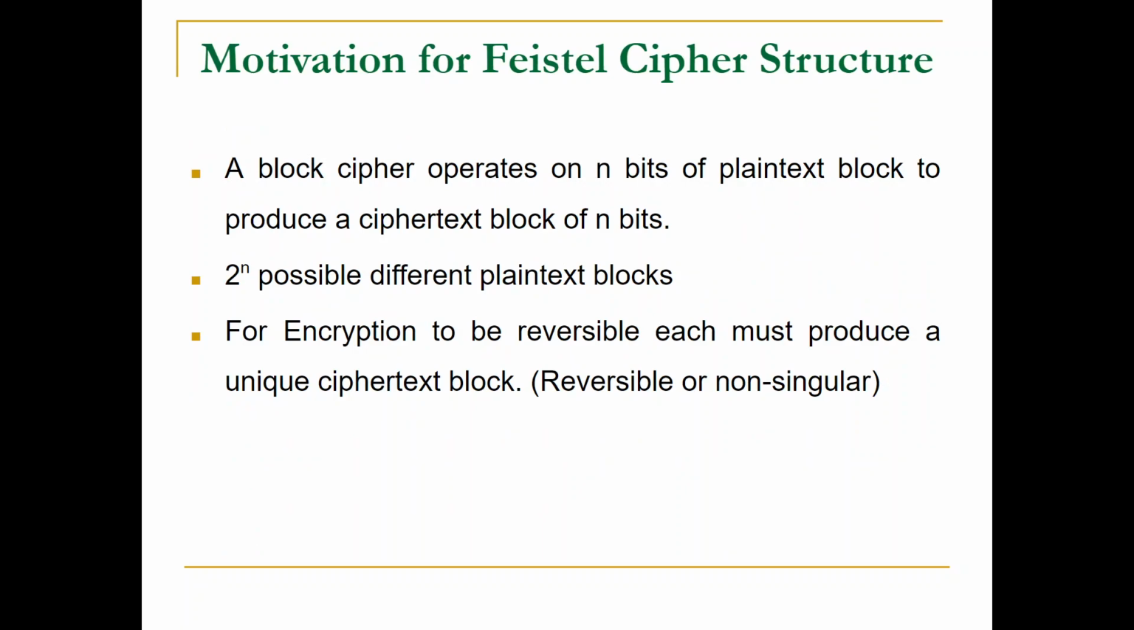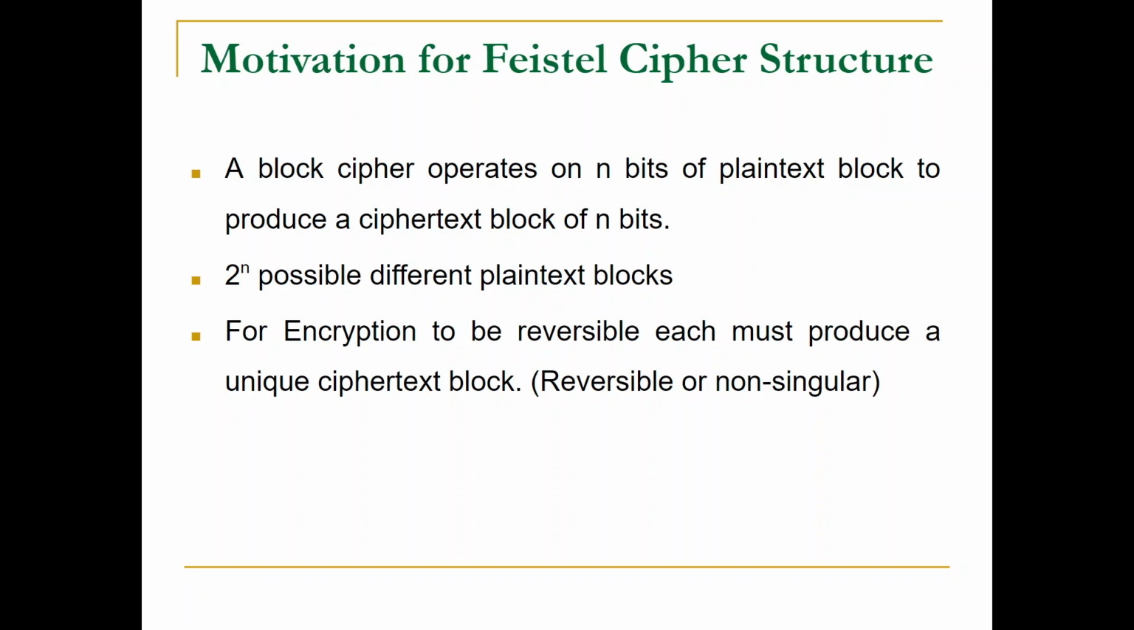Now let us discuss the need for the Feistel cipher structure. Why do we need the Feistel cipher structure? Typically, a block cipher operates on n bits of plaintext block to produce a ciphertext block of n bits. So here we have 2^n combinations of plaintext blocks. For encryption to be reversible, each must produce a unique ciphertext block. It is known as reversible or non-singular.